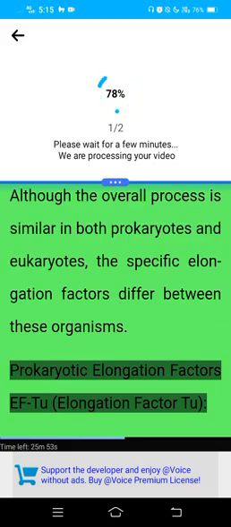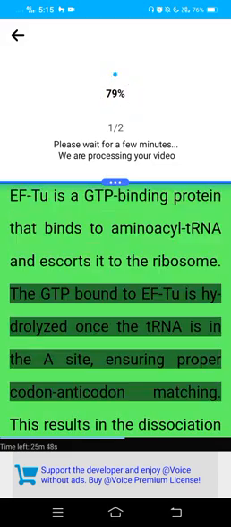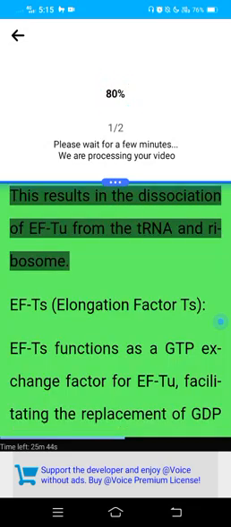Prokaryotic elongation factors. EF-Tu, elongation factor Tu. EF-Tu is a GTP binding protein that binds to aminoacyl tRNA and escorts it to the ribosome. The GTP bound to EF-Tu is hydrolyzed once the tRNA is in the A site, ensuring proper codon anticodon matching. This results in the dissociation of EF-Tu from the tRNA and ribosome.